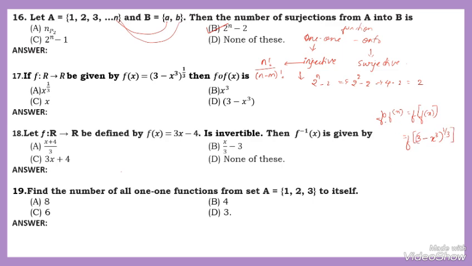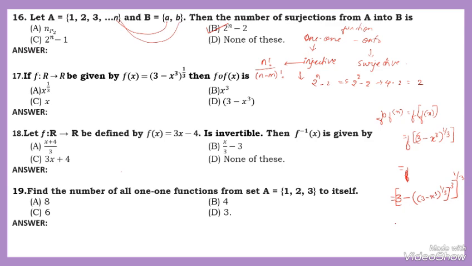We want f of f of x. It means the whole value is taken as x. For this function, wherever there is x, we have to take this value. In place of x we take this expression, so it is 3 minus [(3 minus x cube) to the power 1 by 3] whole cubed, to the power 1 by 3.